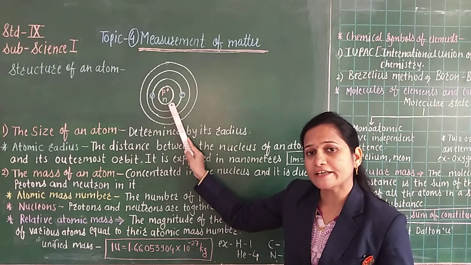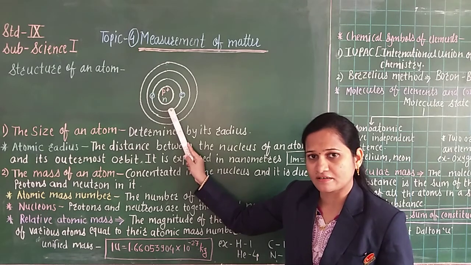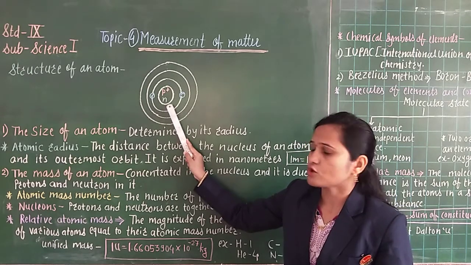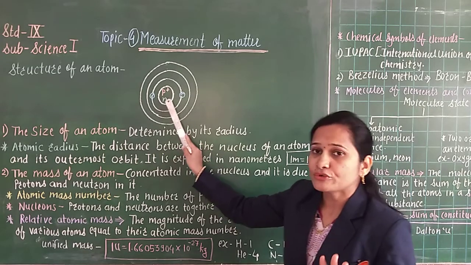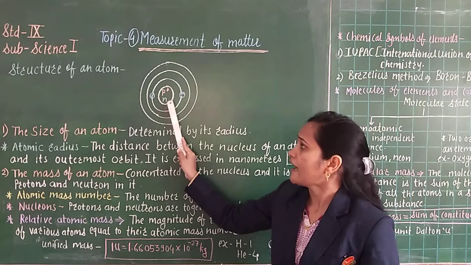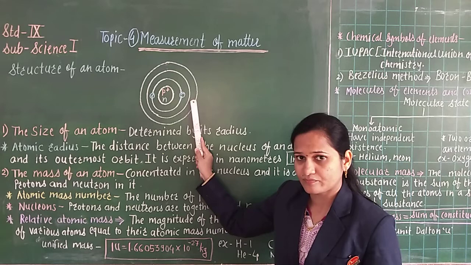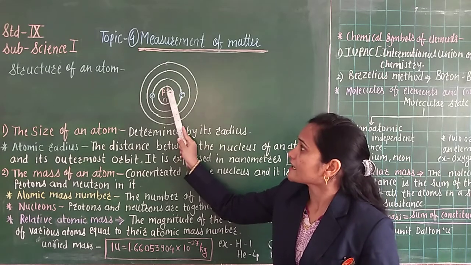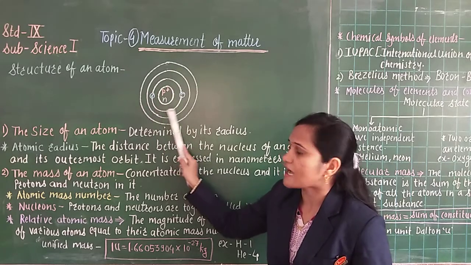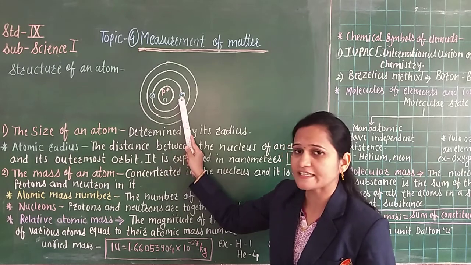Now, electrically neutral means what? Not having any type of charge, not the positive charge and not the negative charge. So electrically neutral neutrons are present in the nucleus. And around the nucleus, the extranuclear part is present, and in this extranuclear part, negatively charged electrons are revolving around it.